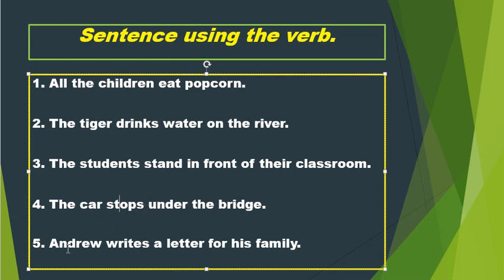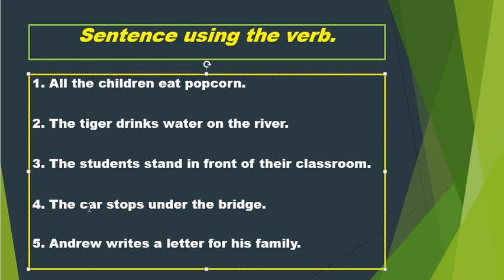Next, Andrew writes a letter for his family. Andrew is the name of a person, a boy. Maybe right now he is writing a letter, or he often writes a letter for his family. So we put an s on write. Normally the base form of the verb is write, but now we need to put s. Why? Because our subject here is singular.